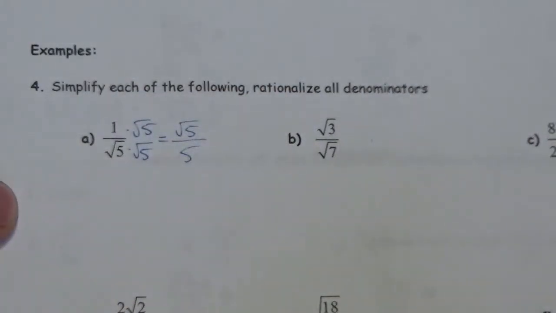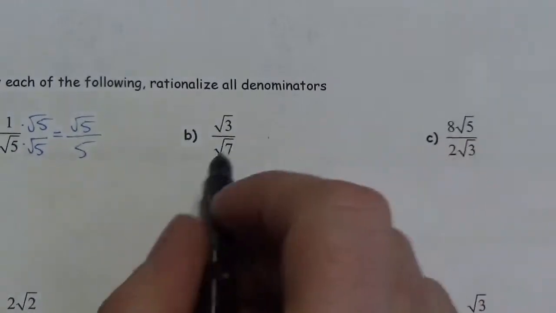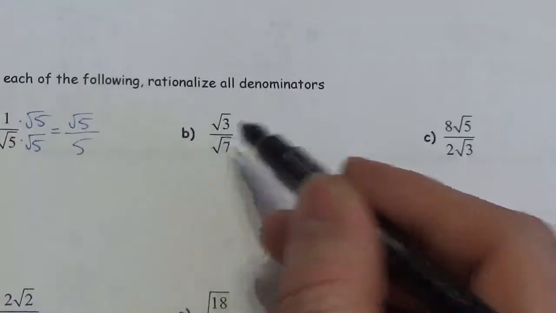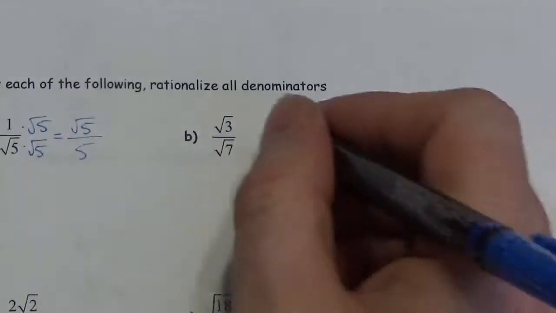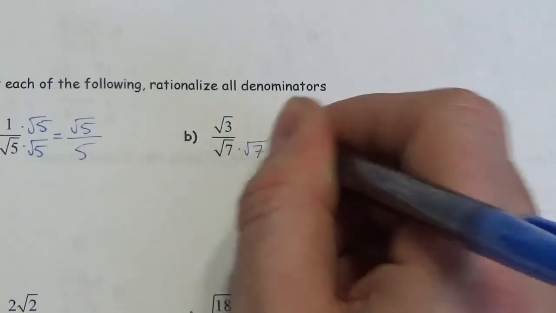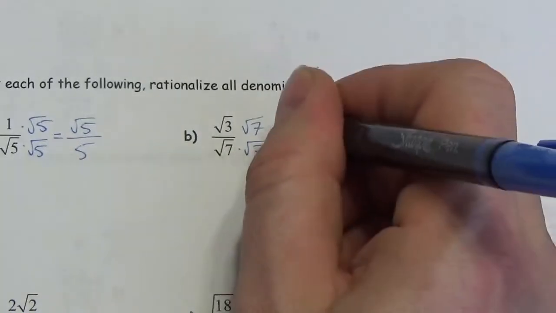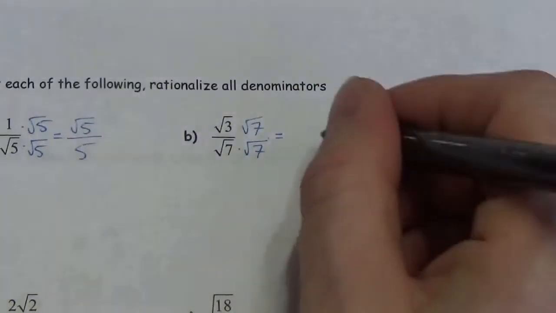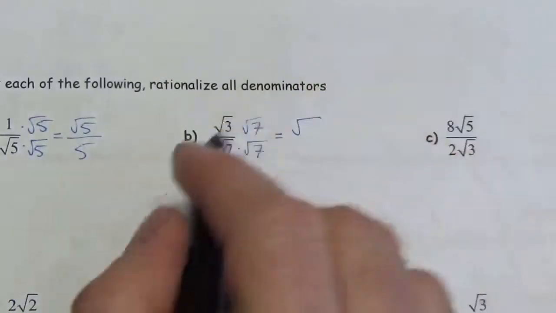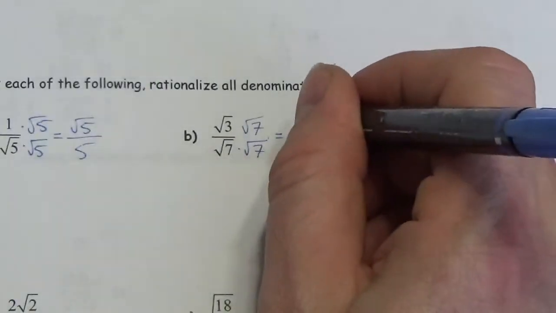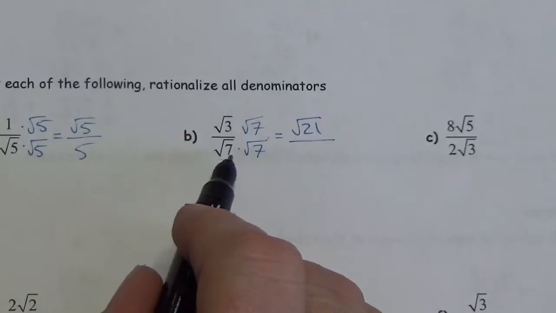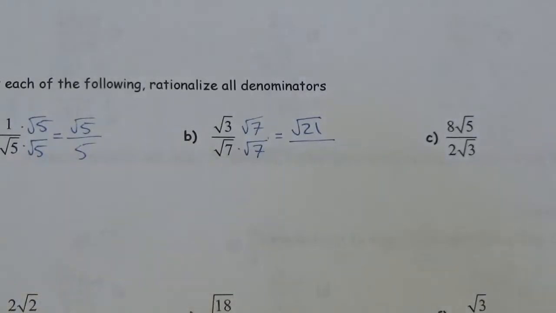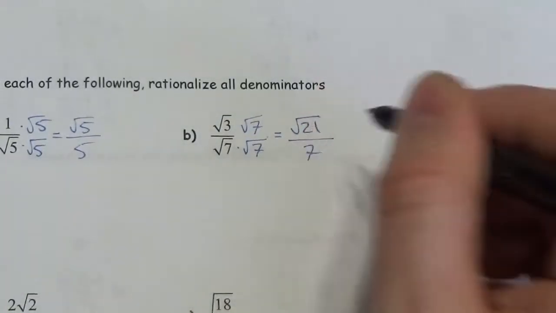That's it. Okay? Over here, I cannot simplify this 3 over the 7, even if I was to try to put it under one radical. So I'm going to multiply by the square root of 7, multiplied by the square root of 7. I'm going to do it to numerator and denominator. In the numerator, root 3 times root 7 is root 21. In the denominator, root 7 times root 7, that's easy. That's going to give me 7.